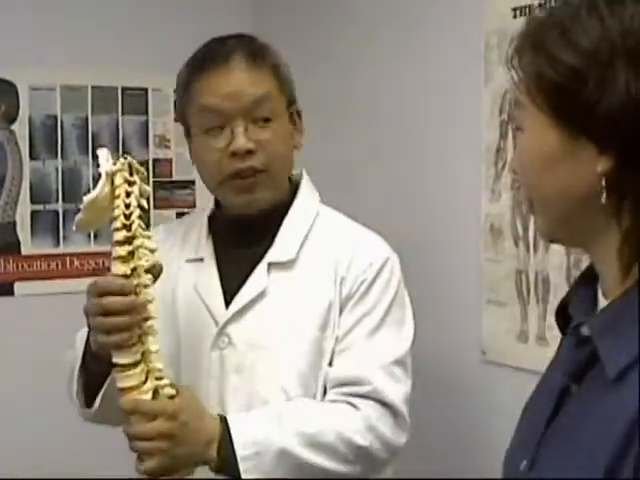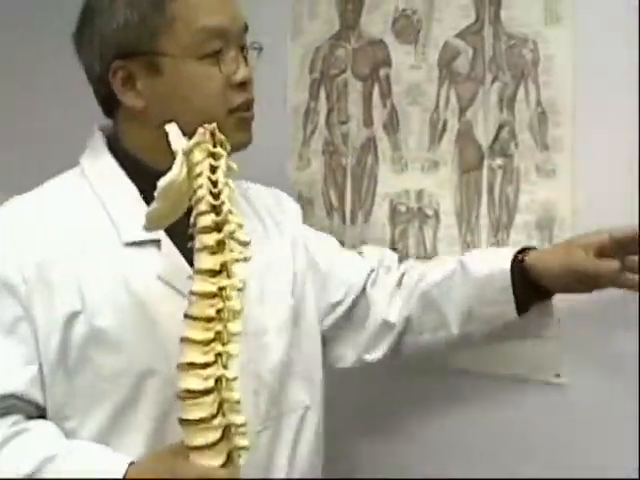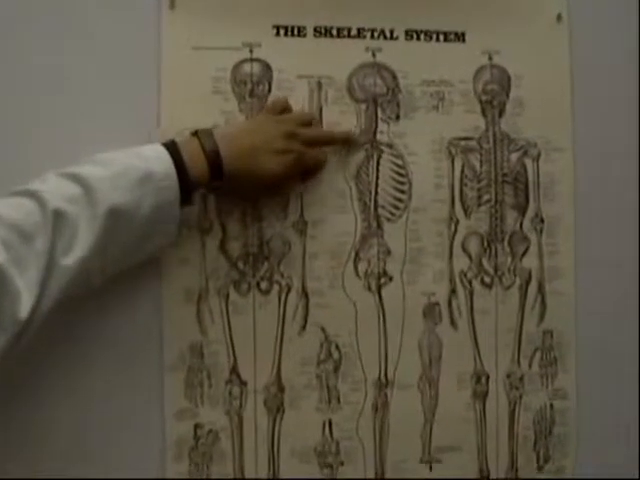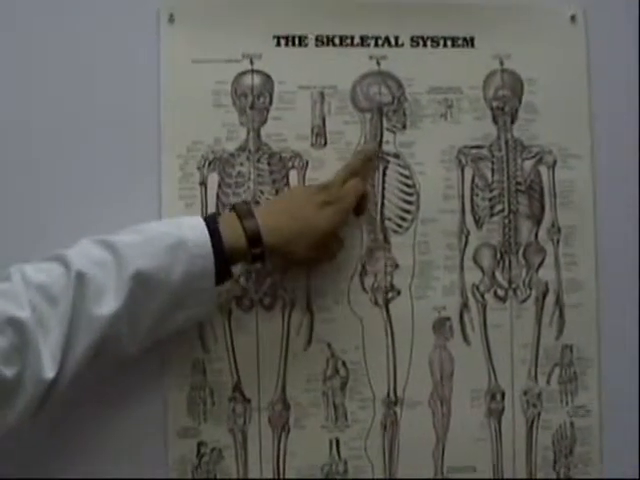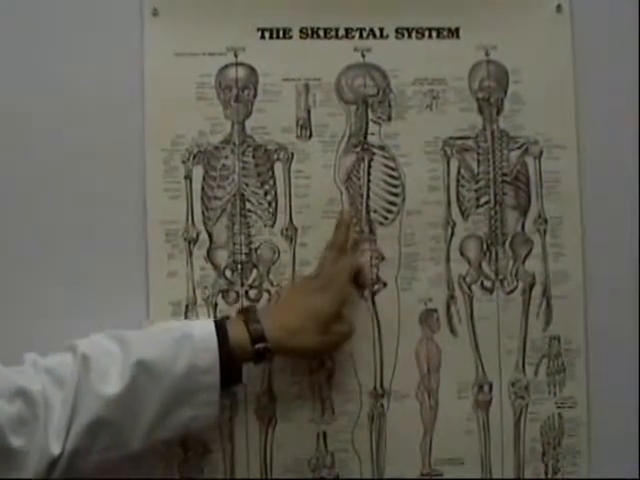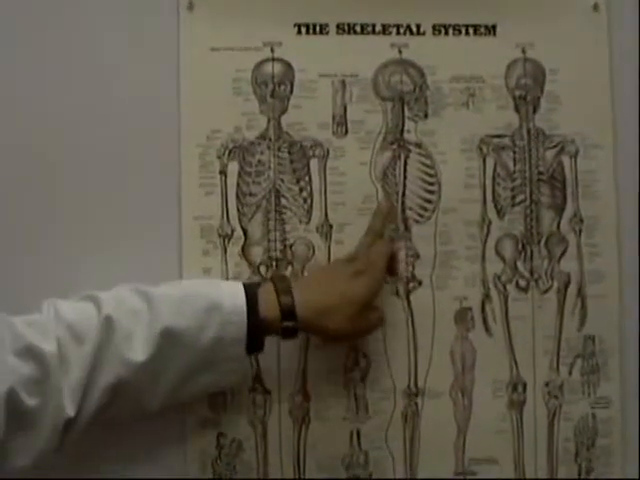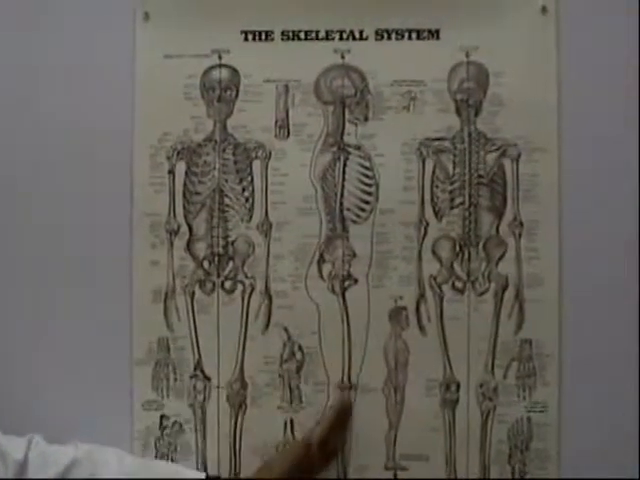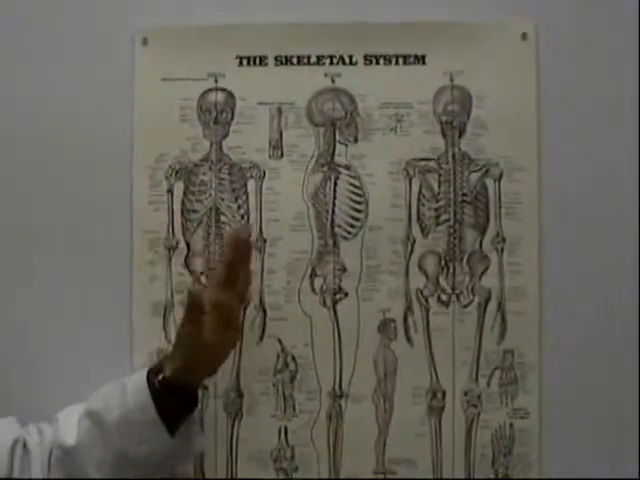Okay? There are 3 curves. Here are the 3 normal curves we'll show. The neck curve curves inward. We call that our lordotic curve. The thoracic curve curves outward. We call that a kyphotic curve. And then we come back in with the lower back again, another lordosis. These things should all line up, and this will give you good posture. Now, deviation from this we would call abnormal posture.